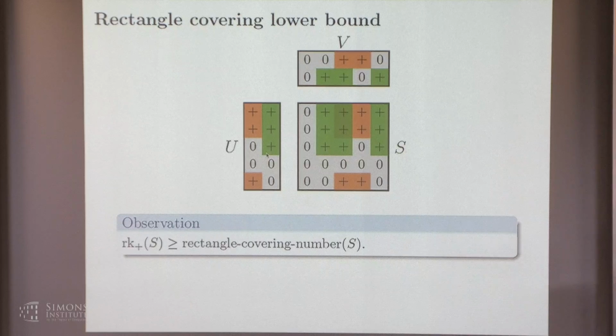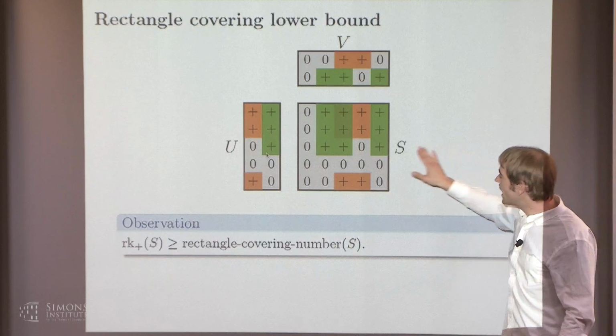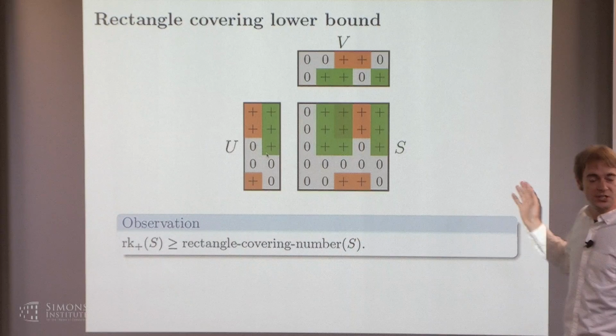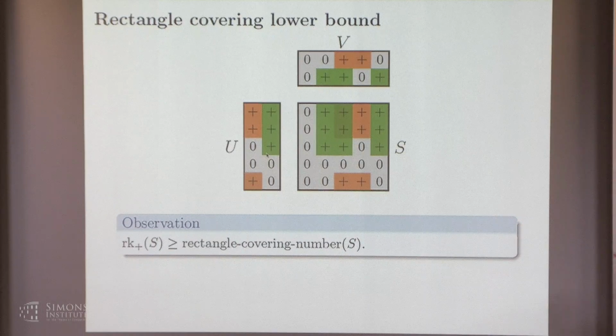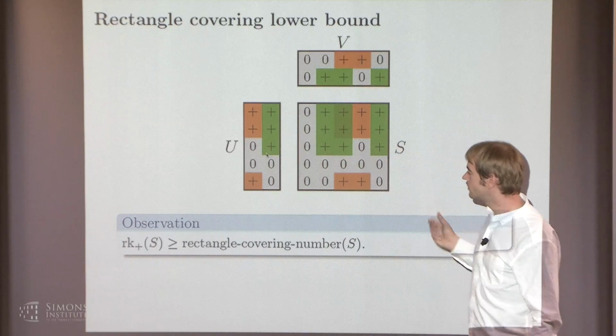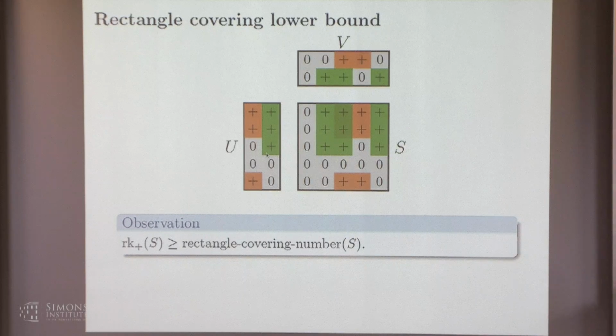So if you manage to show that your slack matrix has a rectangle covering number that's at least, say, 2 to the n or 2 to the constant times n, then you have your lower bound. This is nice in the sense that it's something more combinatorial. You don't have to mess around with the numbers. You just have to show a lower bound on the support pattern. Okay.